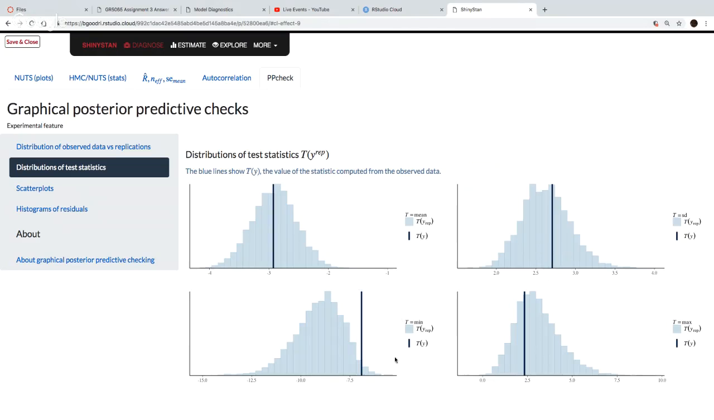But if you start looking at the minimum of the data and comparing that to the minimum realization across posterior predictive distributions, or the maximum, now you start to see some funny business going on here. The actual minimum in the data is considerably larger than the minimum in the posterior predictive distribution. And so that is again suggesting your model is not handling the lower tail of the outcome very well.